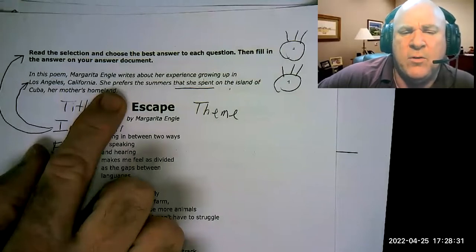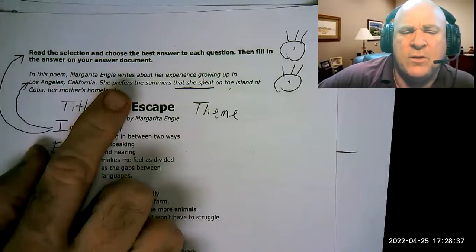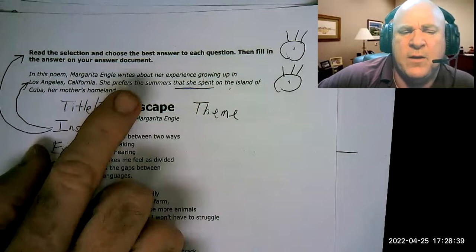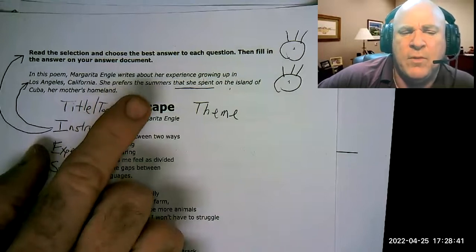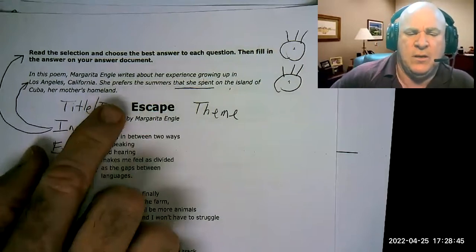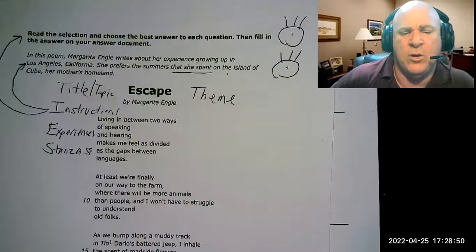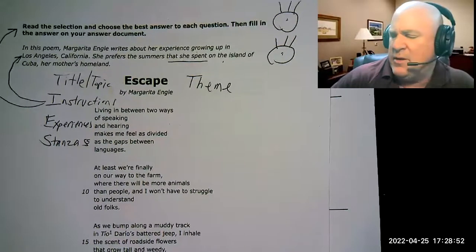Okay, so you can tell, based on the focus, the central idea written before the poem, that it's going to be about her experience and how she prefers her summers that she spent on the island of Cuba, her mother's homeland, over the place that she ends up going to during the year, or perhaps is there now as an adult.